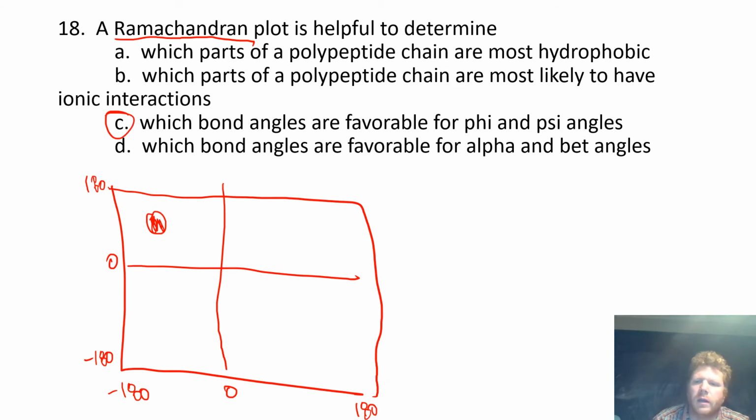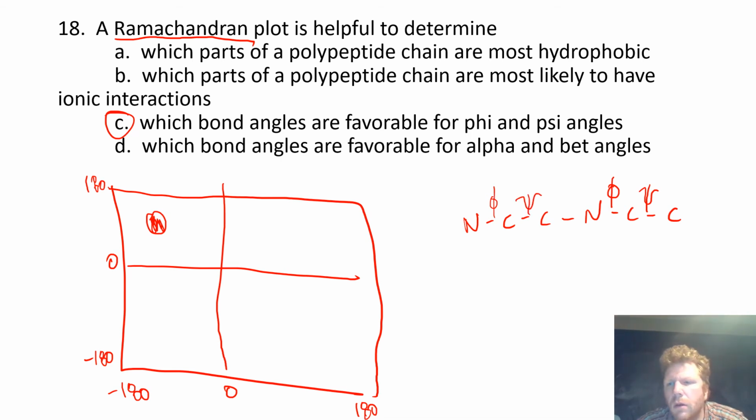So your phi and psi angles, whenever you think about N, C, C, N, C, C, well, this right here is going to be a phi angle, and this right here is going to be your psi angle, and these will more or less repeat over and over again. Phi, psi. Okay, I hope that was helpful.